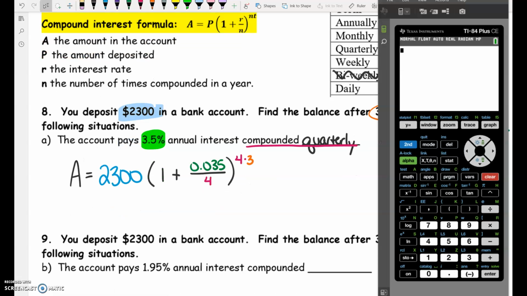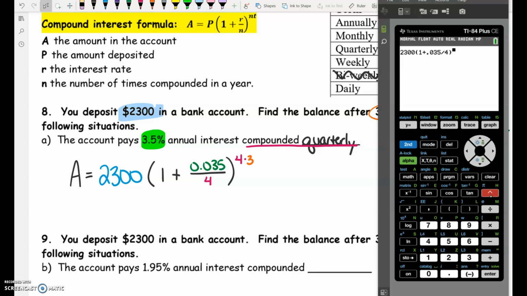Whether you are using a graphing calculator or a scientific calculator, I would enter this exactly the same way. Type in your 2,300, parentheses, 1 plus 0.035 divided by 4, close your parentheses. Your calculator will deal with the division first and then the addition. Your calculator will do all of that stuff inside the parentheses correctly. So just parentheses 1 plus 0.035 divided by 4, close your parentheses. Exponent button to raise it.